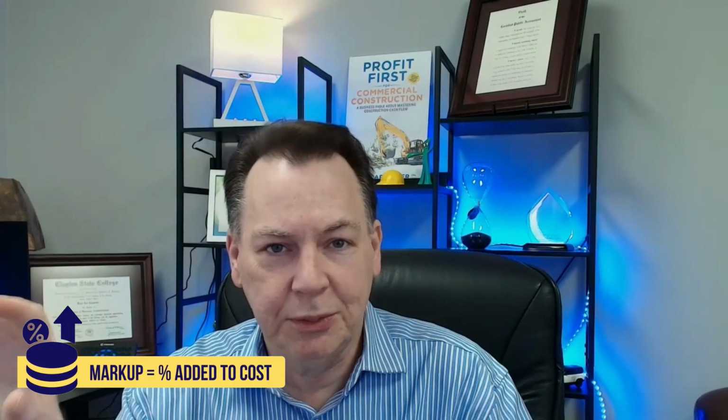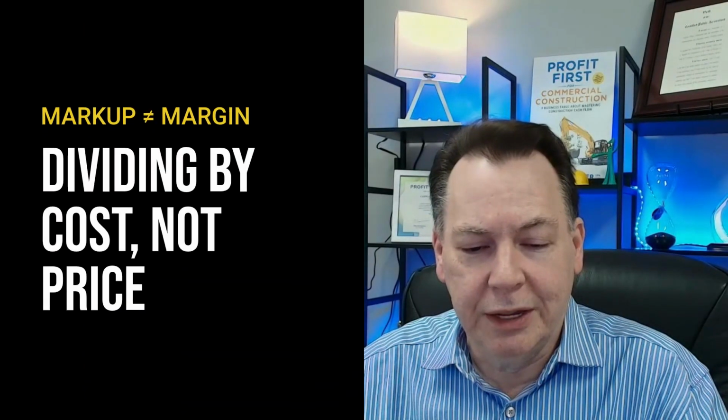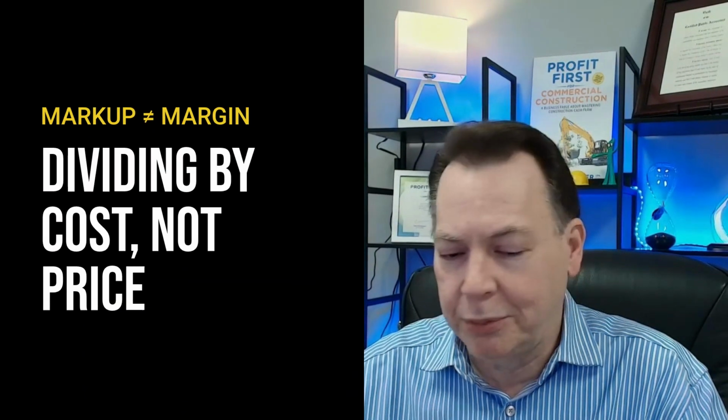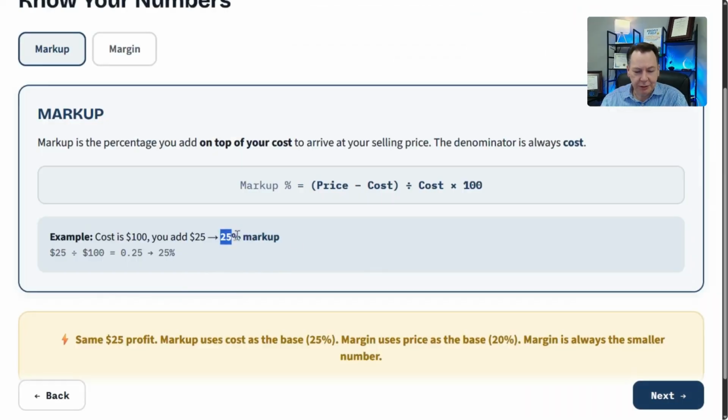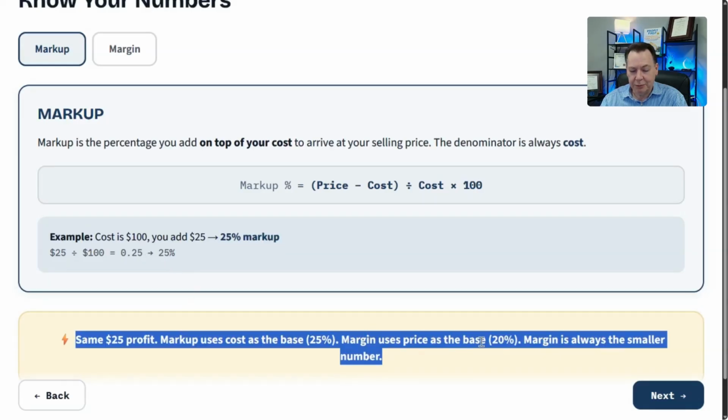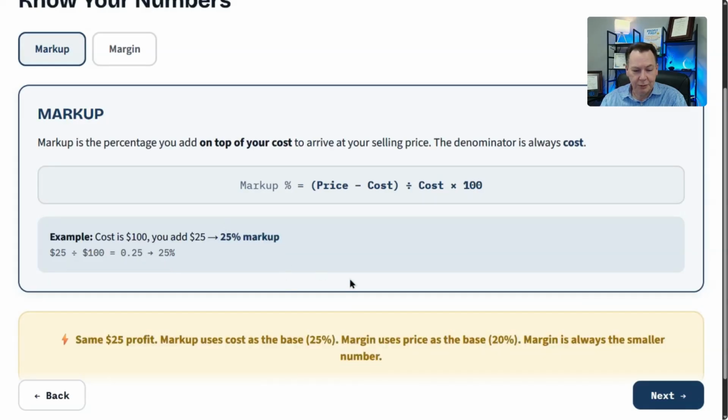Markup is actually the percentage that you can add on top of your costs to arrive at your selling price. If you're trying to get to a certain level of profitability, you have to mark it up by a different percentage because we're taking the markup and dividing it by the cost, not the price. Let me give you an example here. So if we're trying to do a 25% markup on $100, we take $25 or 25%. If we're trying to get a 20% margin, then we need to mark it up 25%.